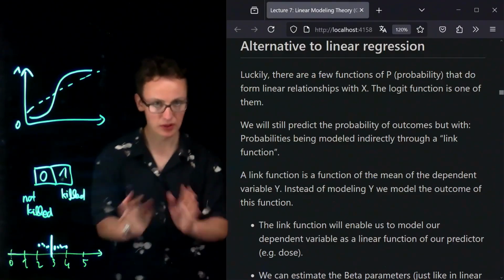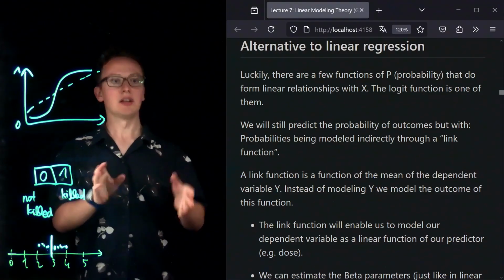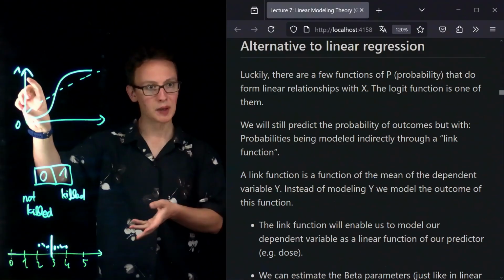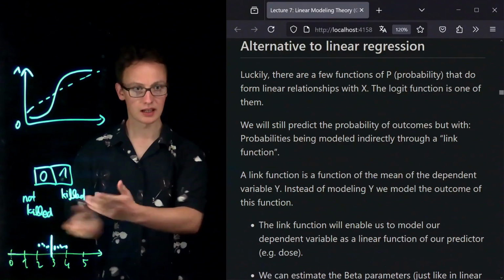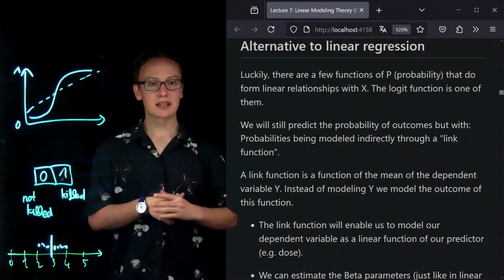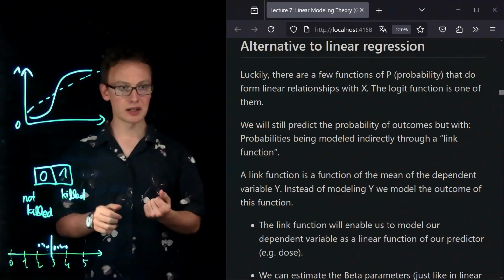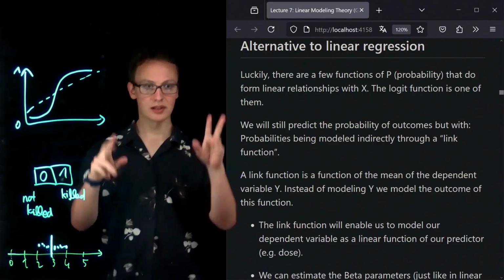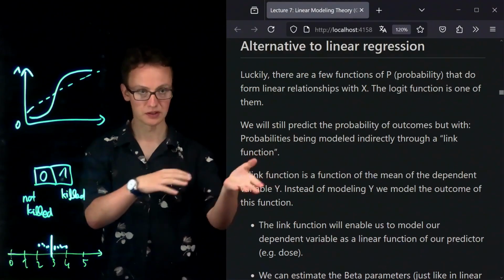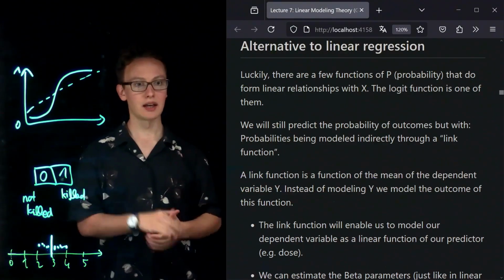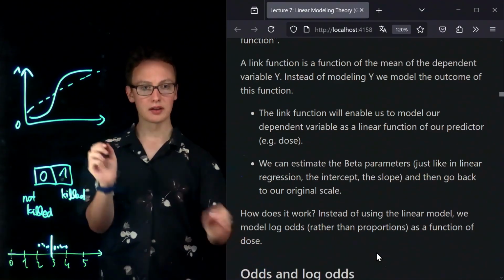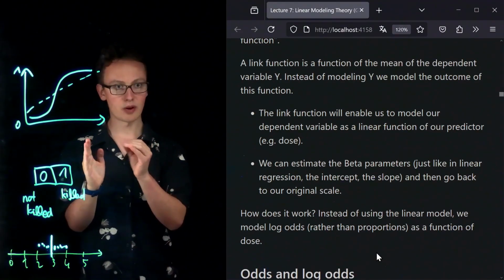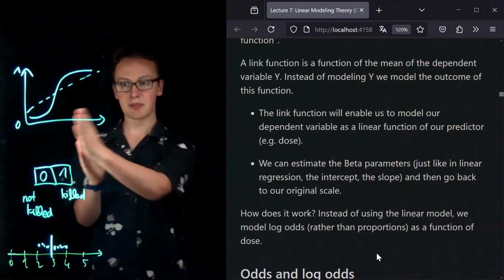The general conceptual idea is that we will still predict the probability of my outcome, let's say a beetle getting killed or not getting killed. But instead of modeling it directly, we're modeling it indirectly through this so-called link function. So the logit function is such a link function. And a link function is the function of the mean of a dependent variable at some point.